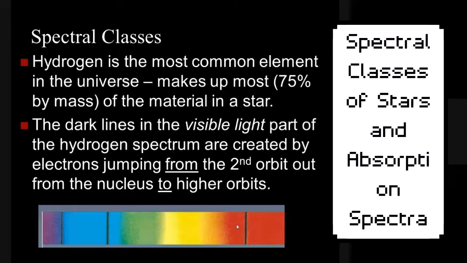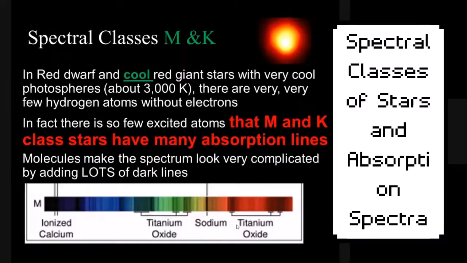So let's take a look at some spectral class lines. Here's an M class star. K class isn't much different than M. And what you'll notice with an M class star, if you just look at the picture really fast, is there are a whole bunch of lines. There is a whole bunch of light that is being absorbed from the M class star before it ever reaches the spectroscope.